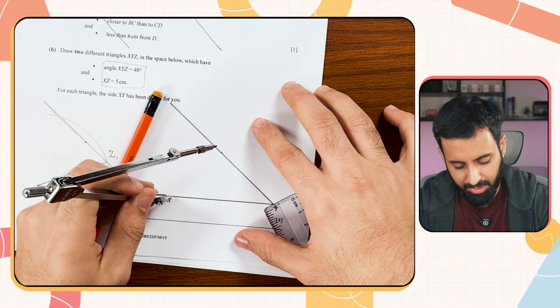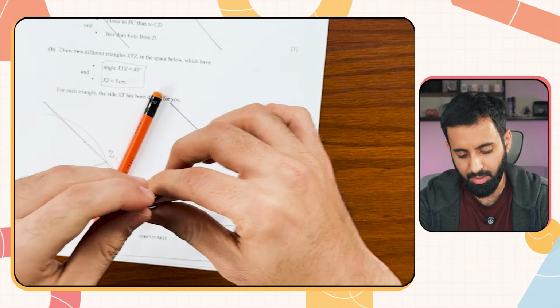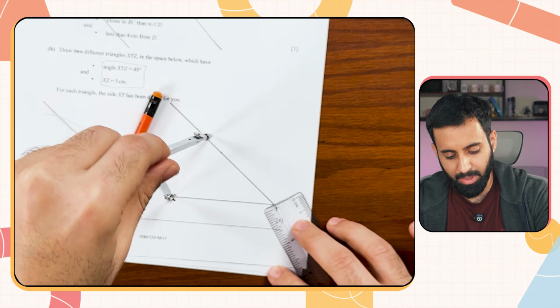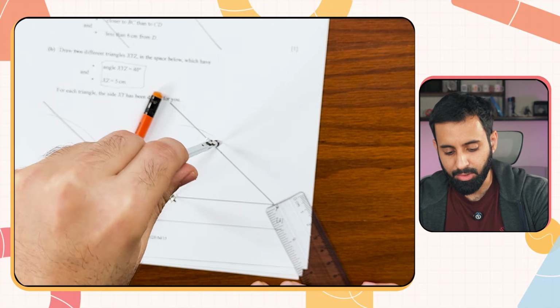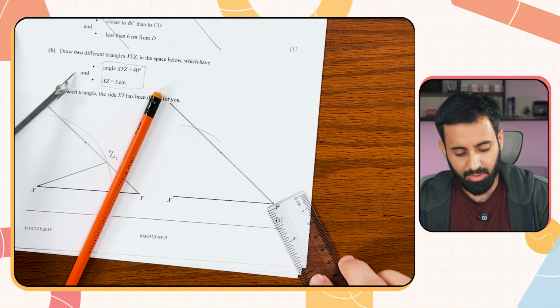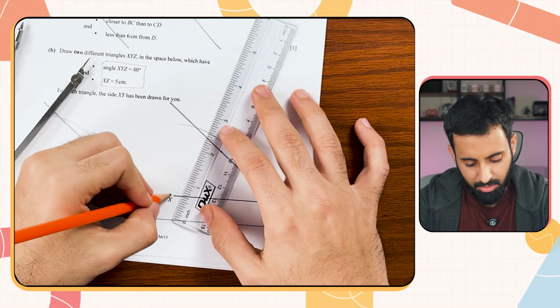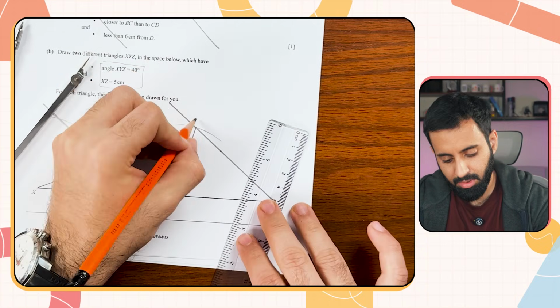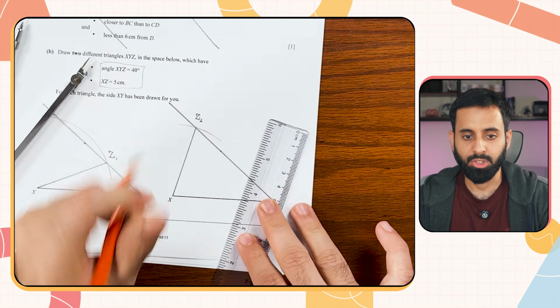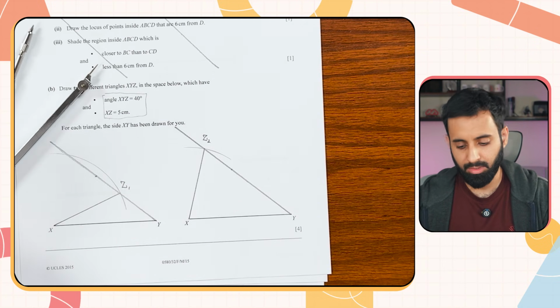So I'm going to keep the pointed side fixed at Z and I'm going to make another arc. I know this time that I want the other point, so I don't need to be very generous with my arc. It should be just enough so that it intersects this line. And now you can draw the other triangle. And there you go. This is the second possible position of Z, so we're going to call it C2.